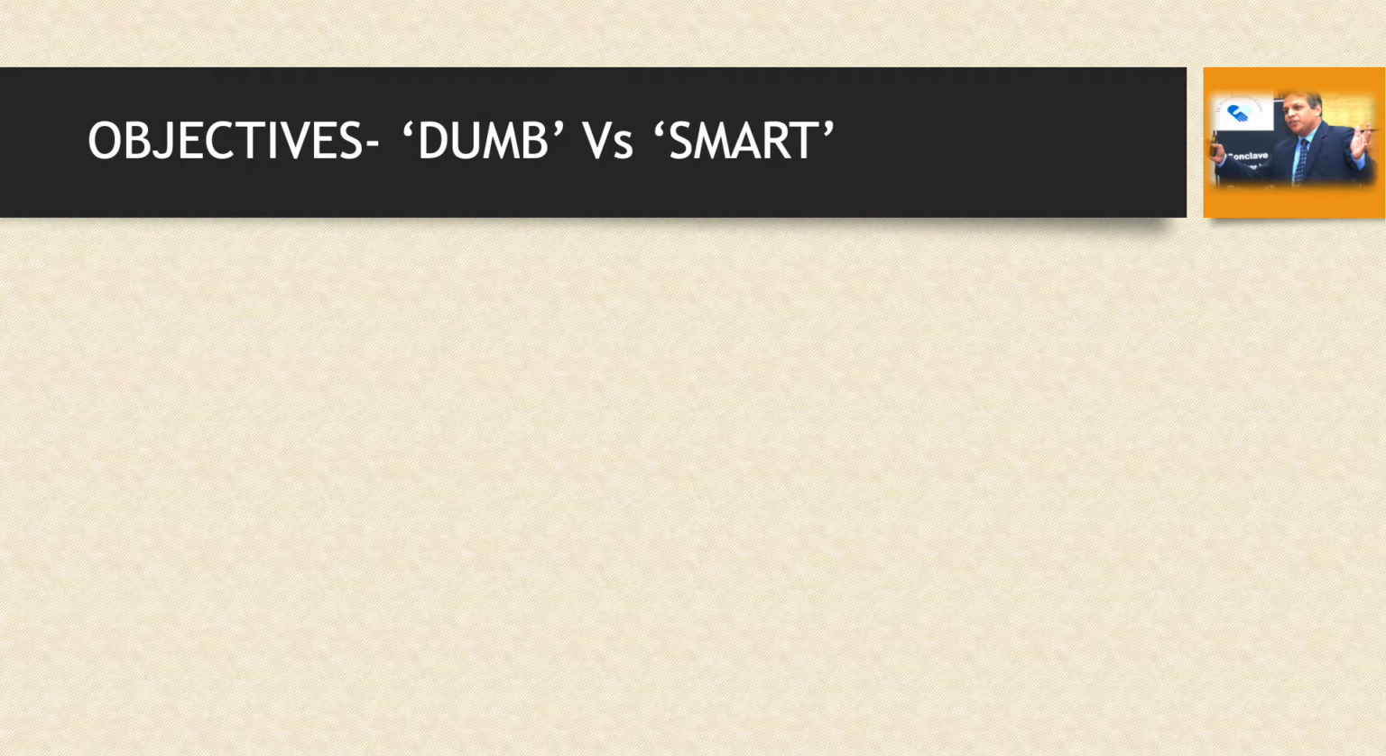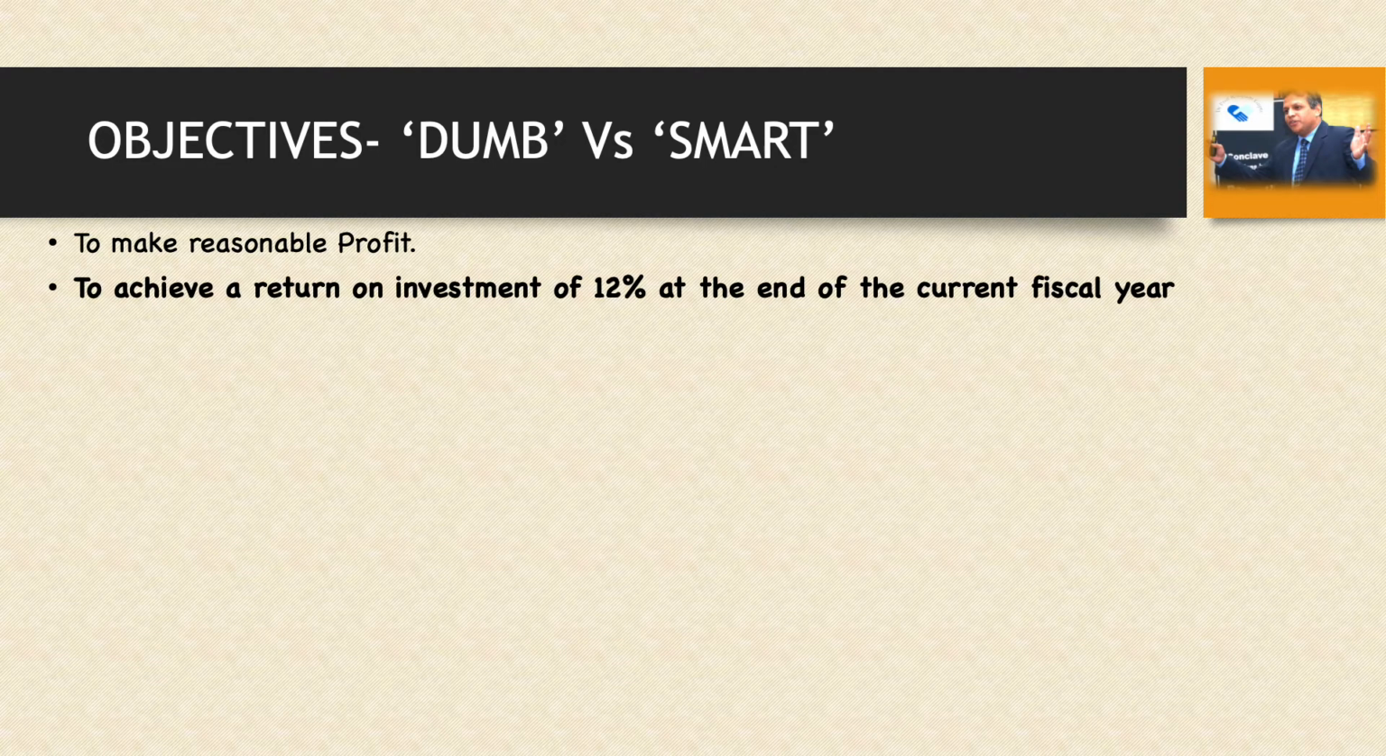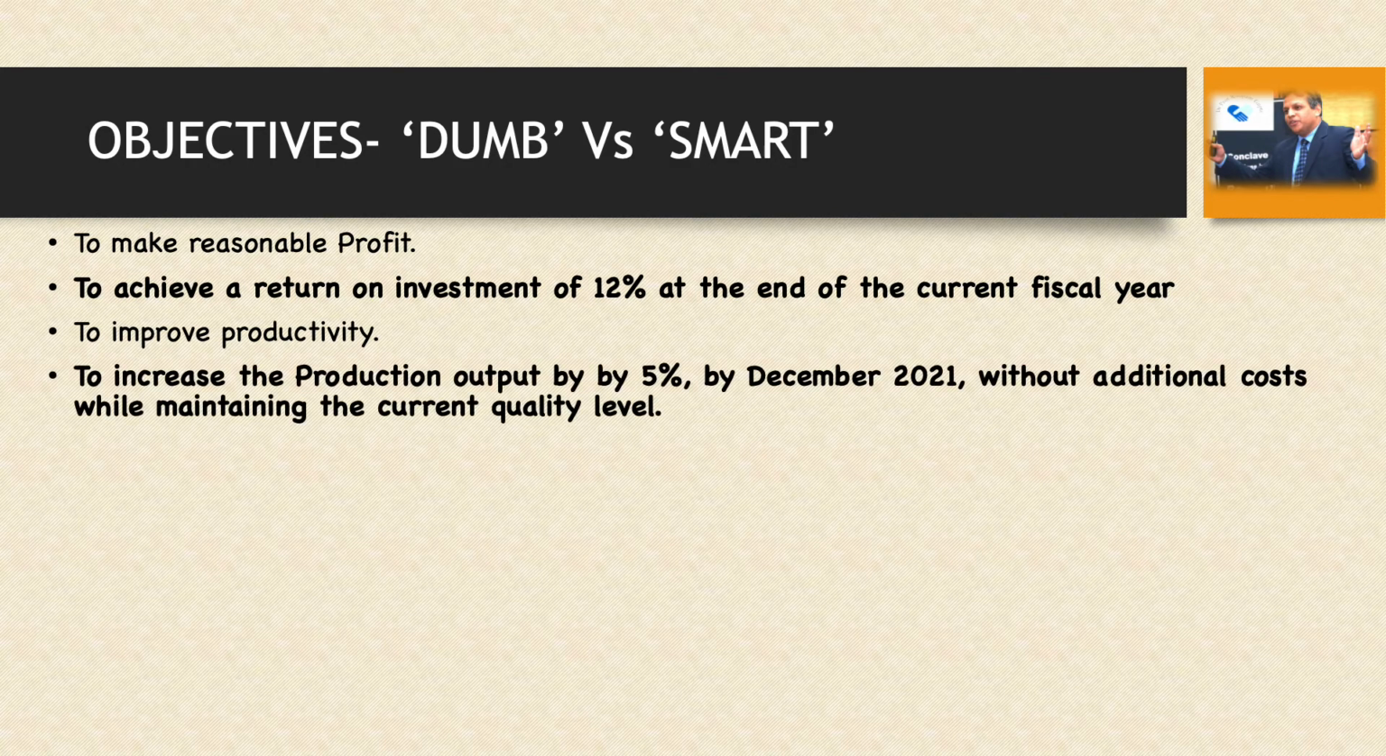A few examples to illustrate the objectives, dumb versus smart. For example, to make a reasonable profit is the statement, but the smarter version of this objective is to achieve a return on investment of 12% at the end of the current fiscal year. The dumb version: to improve productivity. The smart version: to increase the production output by 5% by December 2021 without additional costs while maintaining the current quality level. The dumb version: to develop better managers.